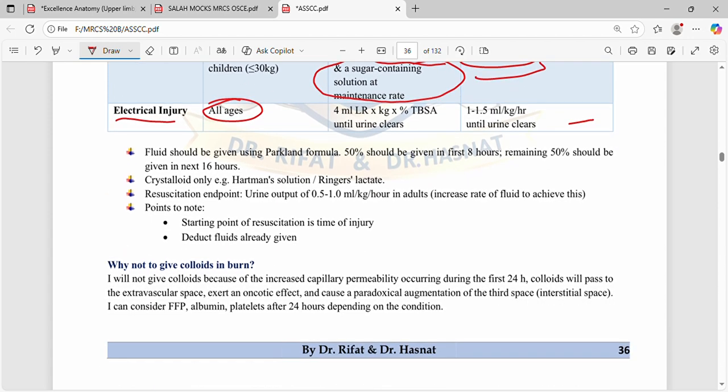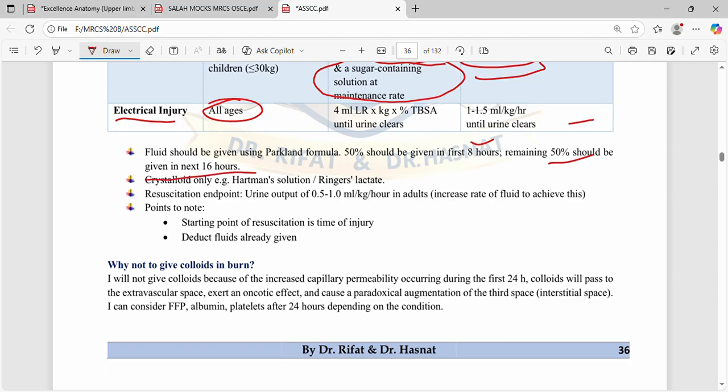So fluid should be given using the Parkland formula. This is the Parkland formula basically: 4 ml times weight times total body surface area. 50% should be given in the first 8 hours, and then the remaining 50% should be given in the next 16 hours. And only crystalloids should be given, Hartmann's solution or Ringer's lactate solution, because if you give colloids they will move into the third space, because in burns the capillaries are very permeable, and so they will sequester the fluids.